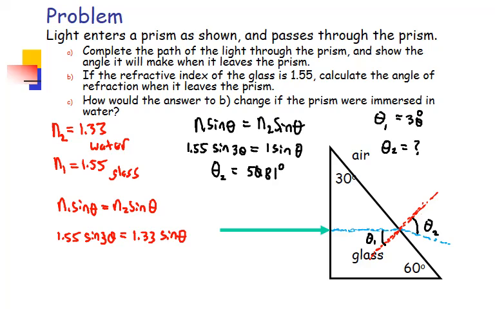Okay, so we have the same incident angle, 30 degrees, and then we can get the refracted angle, which would be 35.64. So if it was in water, it wouldn't refract nearly as much because the change in speed is not as much.